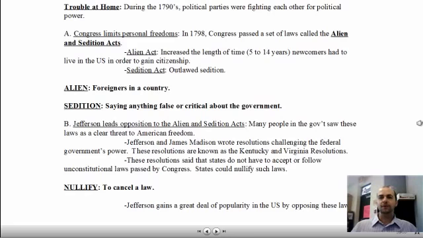Jefferson, because he stood up against these laws, gained a lot of popularity from the common people, the poor people, the people that normally were not listened to by Federalists or by the rich. These common people said, hey, Jefferson, you're going to fight for our rights. And so they followed him and supported him during the next election.